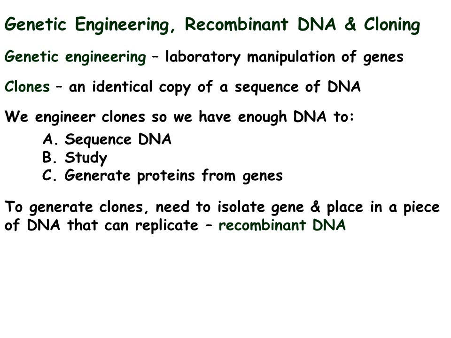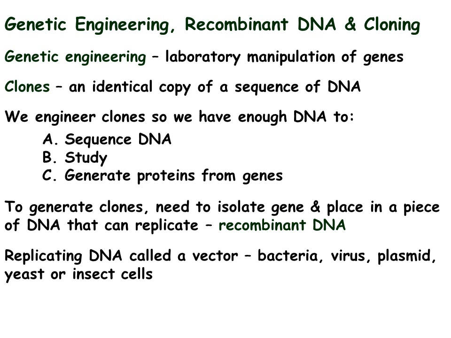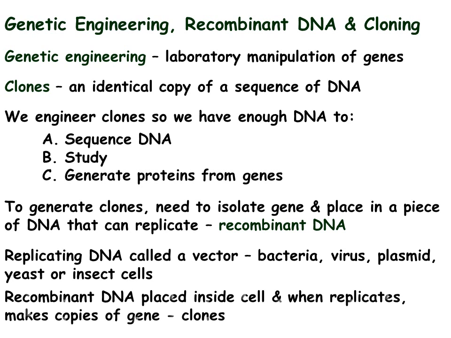In order to generate the clones, though, we have to place our isolated gene into a piece of DNA that can replicate. When we do that, they're referred to as recombinant DNA molecules. What can we use as a vector? Well, anything that will replicate inside a cell. A bacterium, a virus that will replicate in a cell, a plasmid, which is a smaller piece of replicating DNA in bacterial cells. We can use yeast chromosomes or insect cells in order to replicate the genes, and then these cells will also, in many cases, make the proteins for us.